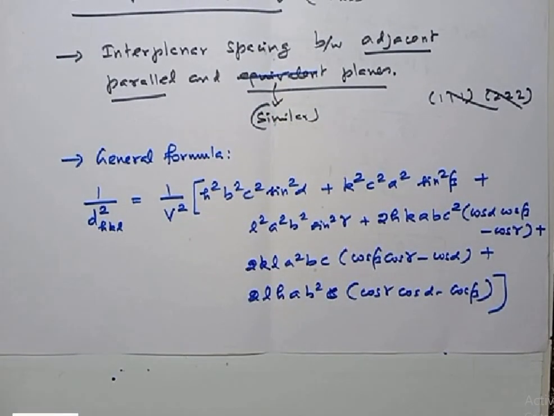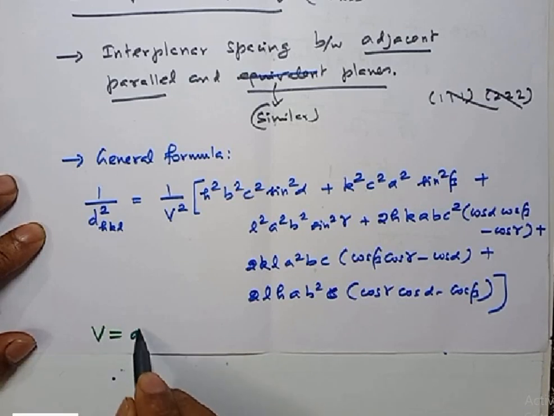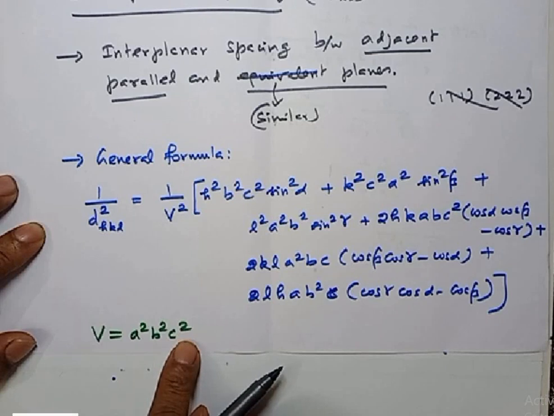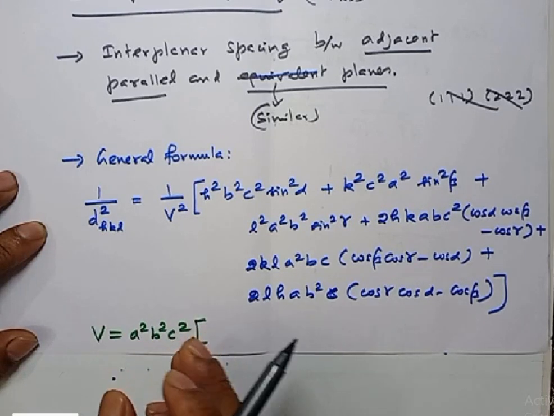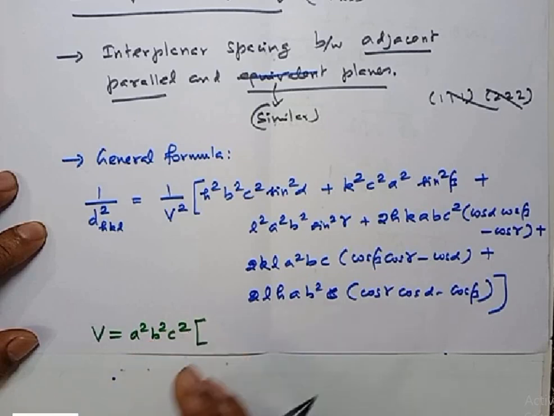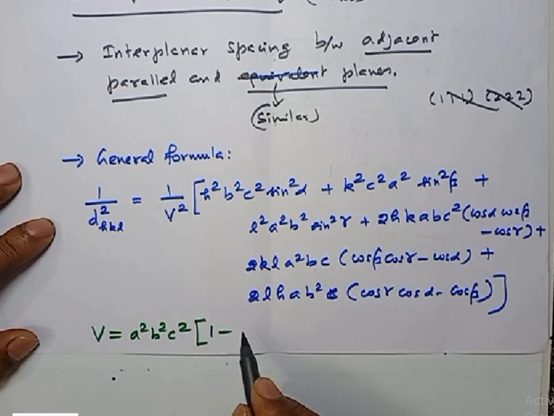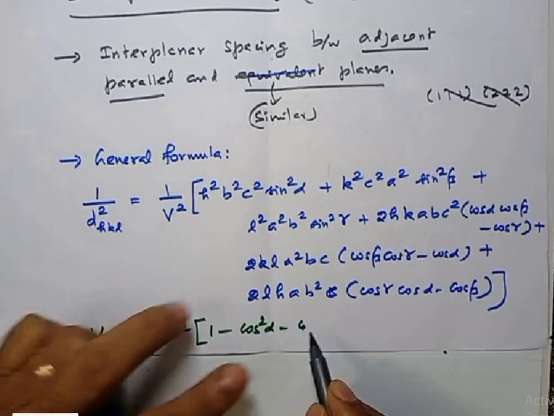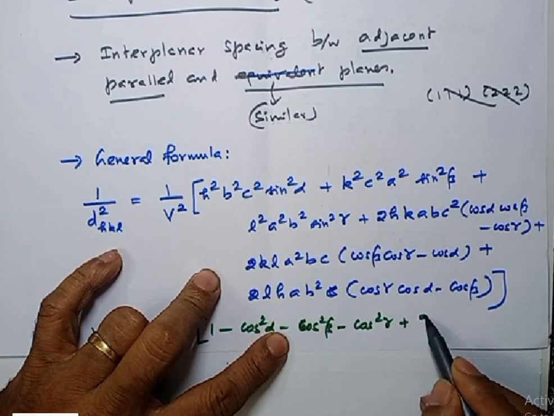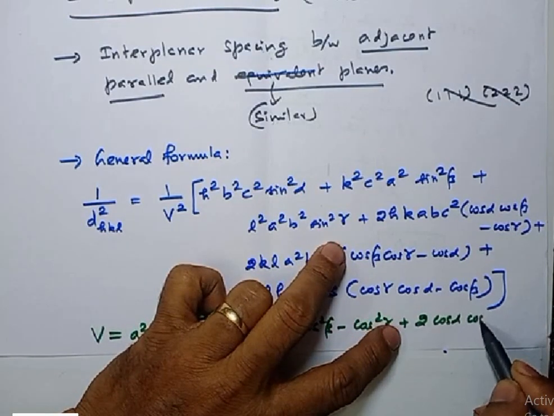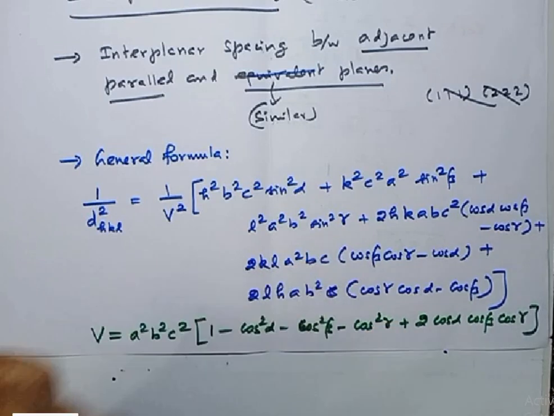But here what is actually V? V is the volume. And what is the general formula for volume? The general formula for volume is a square b square c square, where a, b, c are the unit lengths along the x-axis, y-axis and z-axis, into 1 minus cos square alpha minus cos square beta minus cos square gamma plus 2 into cos alpha into cos beta into cos gamma. Yes, this is the formula we use to find the volume of one unit cell.